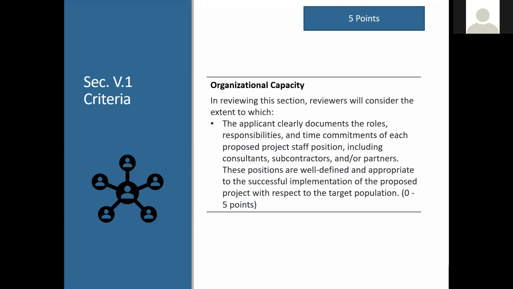For the organizational capacity section, reviewers will consider the extent to which the application clearly documents the roles, responsibilities, and time commitments of each proposed project staff position. These would include consultants, subcontractors, and partners. They will also consider that these positions are well-defined and appropriate to the successful implementation of the proposed project. This section can be awarded up to 5 points.